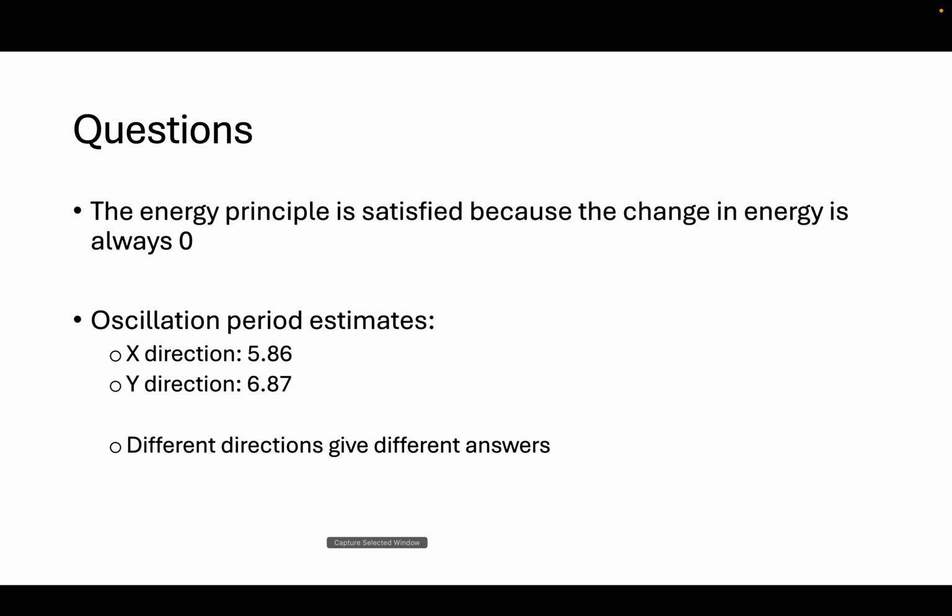The oscillation period estimates the x direction. So for estimating the oscillation period, when you estimate the x direction, you get about 5.62, and estimating the y direction, you get 6.87. So this tells you that the different directions give different answers. And that's all for my lab.